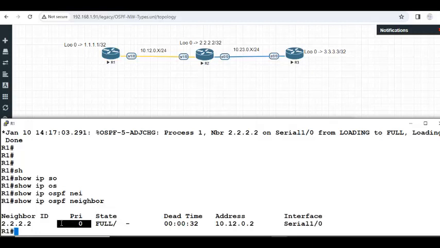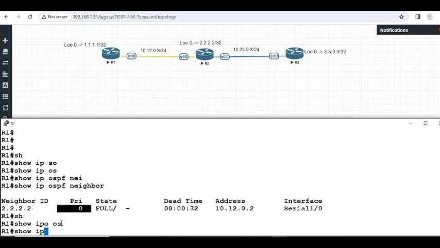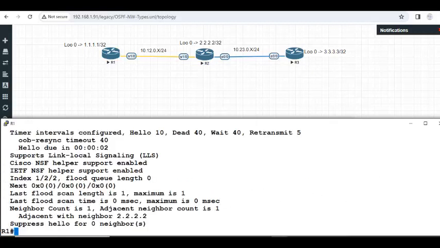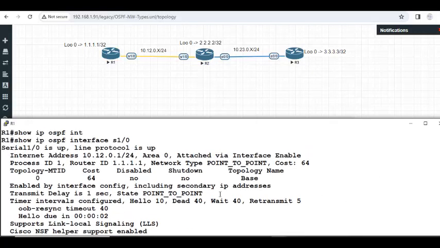Okay. What is next? I want to show you on the interface. Show IP OSPF interface serial 1/0. If you go up and see, you will again see the priority as 0. And look at this. The network type is point-to-point. We did not configure point-to-point network type. Automatically it knows.